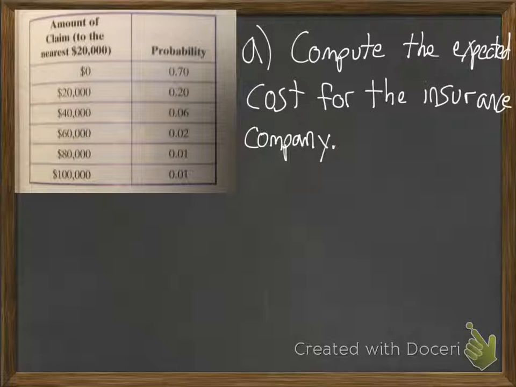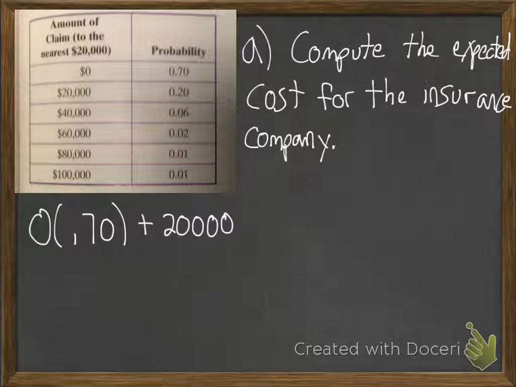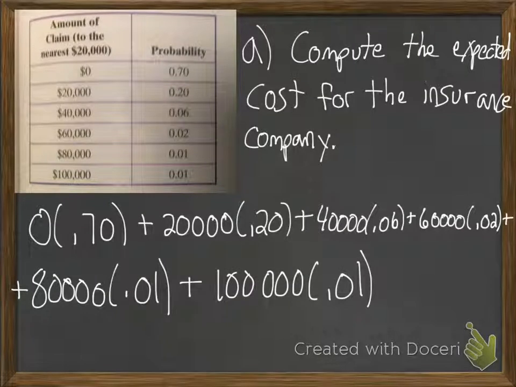So the outcome, $0 times its probability of 70%. And I'm just going to keep them positive, $20,000. They'll have to pay that out 20% of the time. And so on, we keep adding them up. 40,000 times 6%, 60,000 times 2%, 80,000 times 1%, 100,000 times 1%. Okay. And we can total all those up to find out for one individual what is their expected cost for covering that individual, given these payment outcomes and the different probabilities.